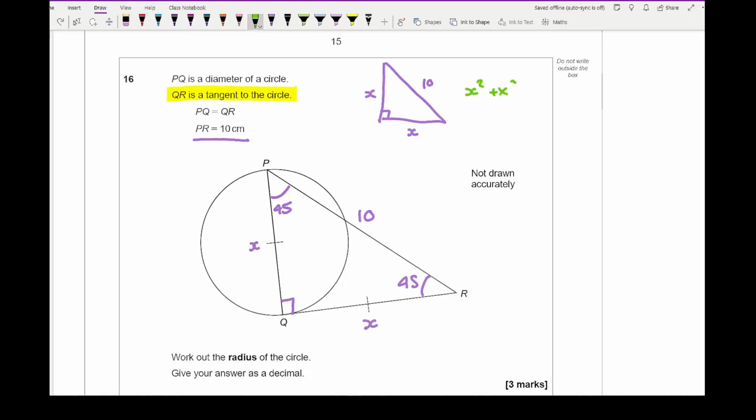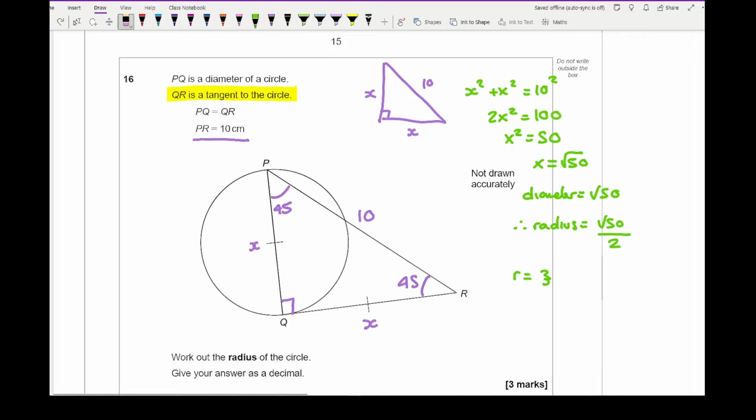plus X squared equals 10 squared, so that's 2x squared equals 100. So that means that x squared is going to equal 50 and x is going to equal the square root of 50. So what that means is that the diameter of the circle is equal to root 50, so therefore the radius is going to equal root 50 divided by 2. And if I type that into my calculator, I get an R value of 3.